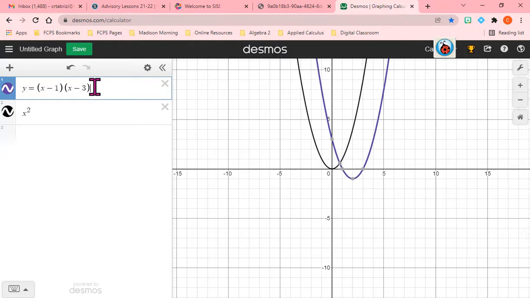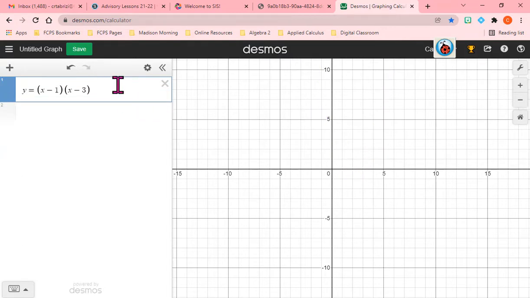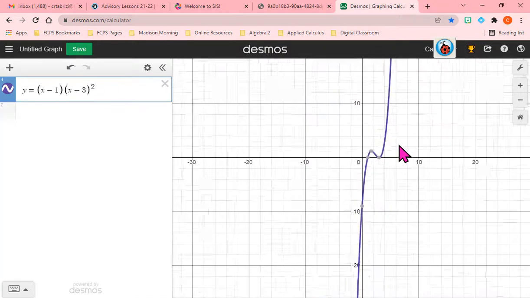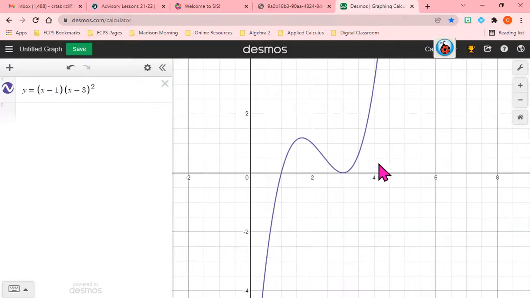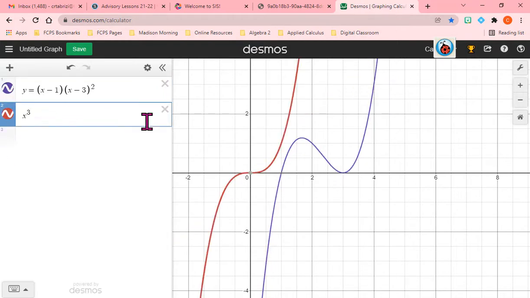I make this a square? What if I make this one a square? What happened? Instead of this x-intercept right here going straight through, it became a point of tangency and it bounced off of that x-intercept. Now, what if I were to FOIL this? I'm not going to actually multiply that out because it's pretty tedious. I'm just going to put x cubed.